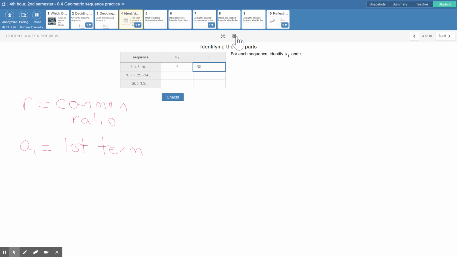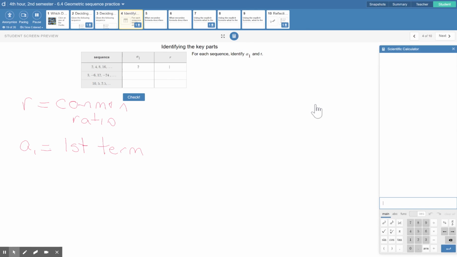Now what about the r? Let's work backwards. 16 divided by, because I said it's a ratio, 8. All right, cool. What about 8 divided by 4? Fantastic. 4 divided by 2. All of those get you a common ratio, which is 2.